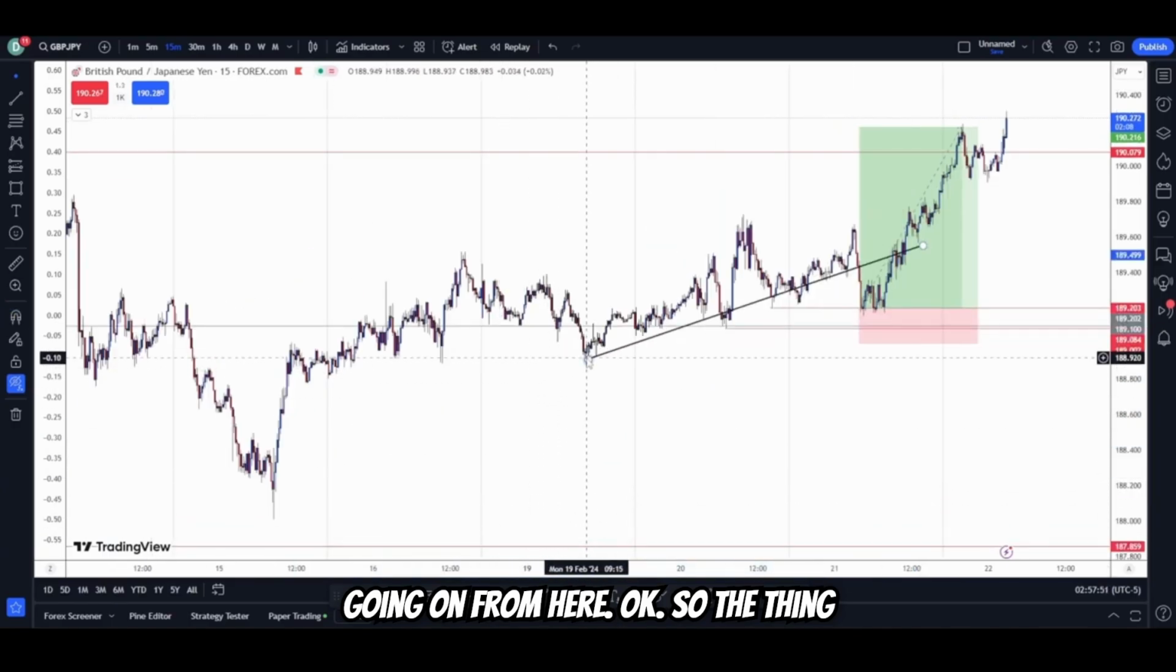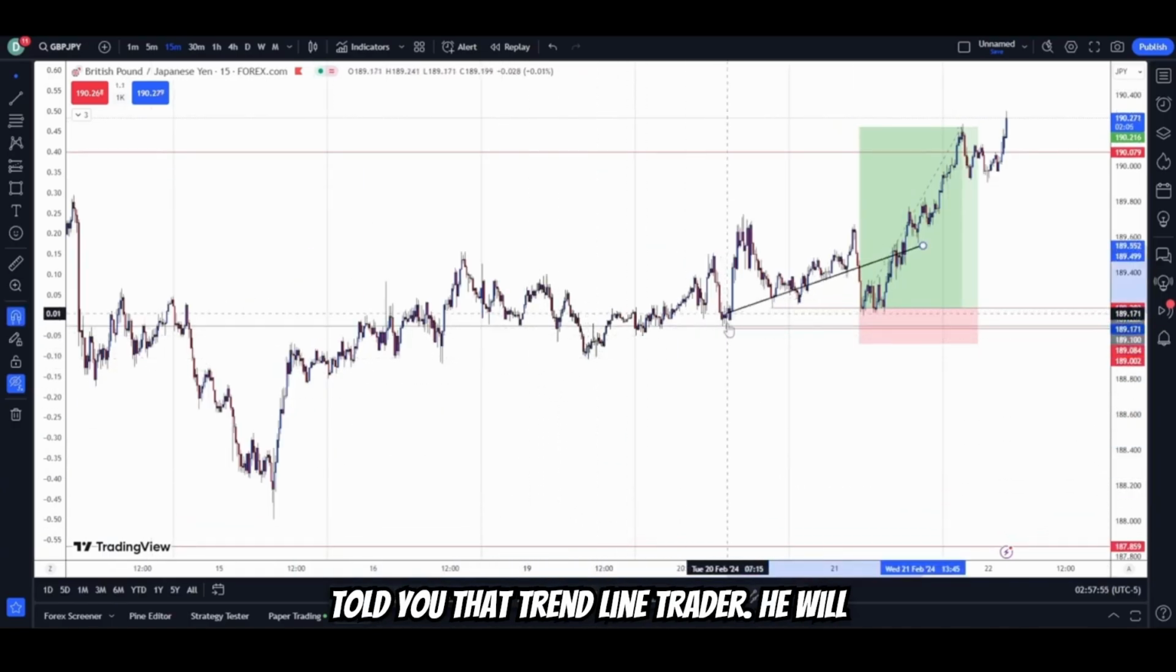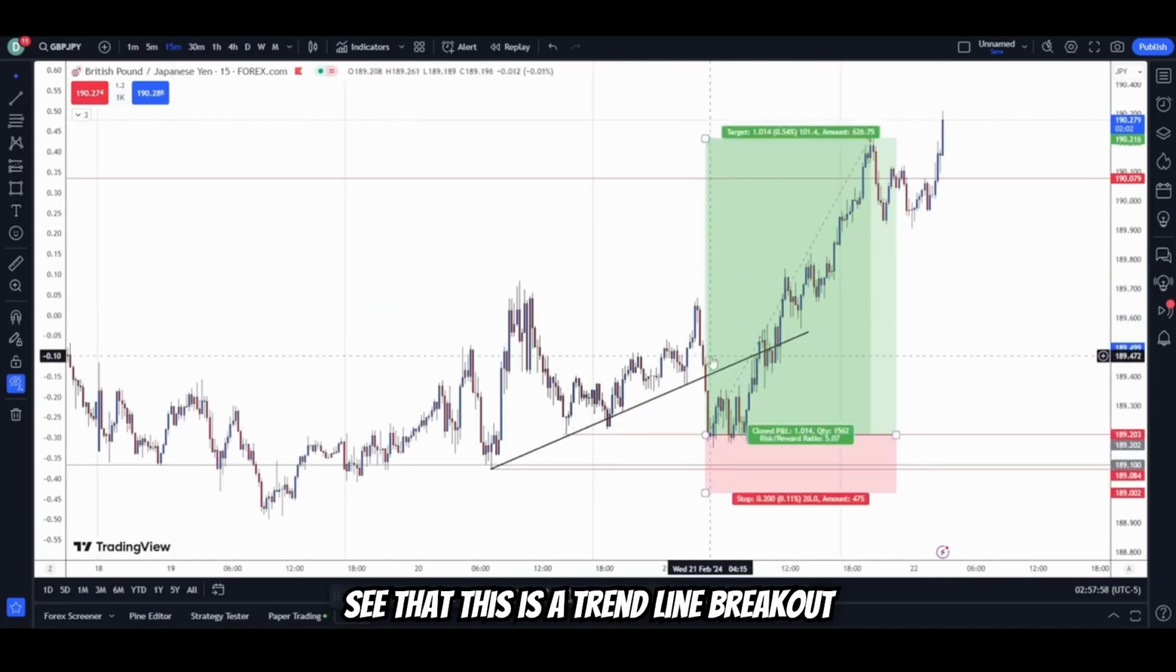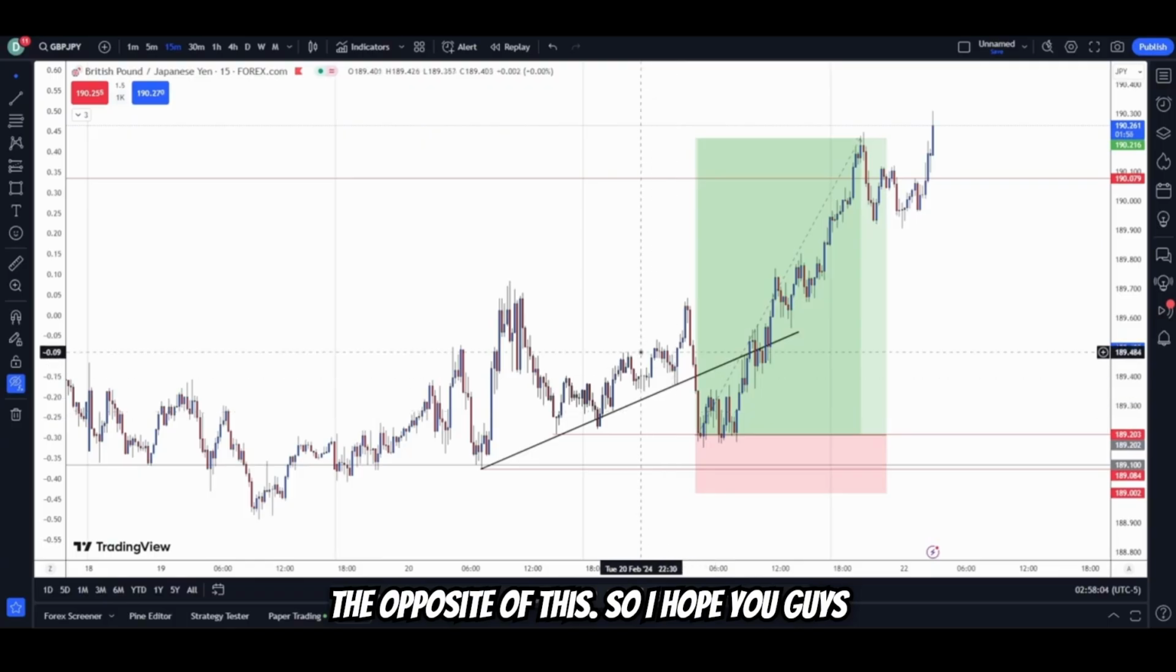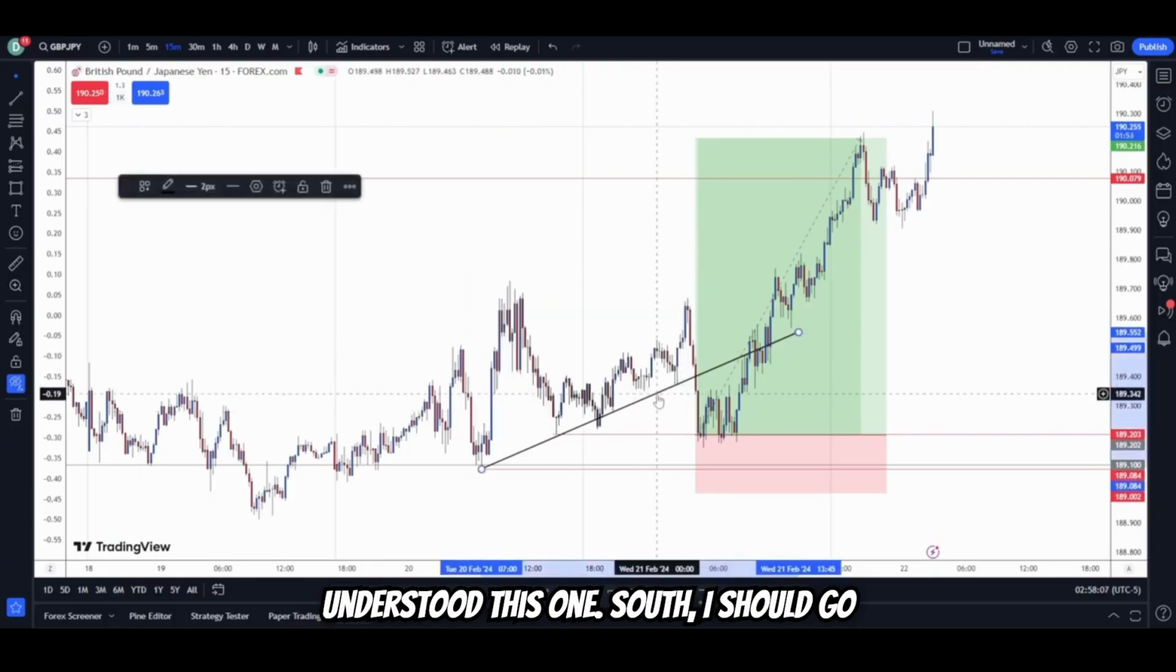Okay, so the thing is that we have to do the opposite. As I told you, the trend line trader, he will see that this is a trend line breakout and he will sell. Okay, but we have to do the opposite of this. So I hope you guys understood this one. Should I go on next?